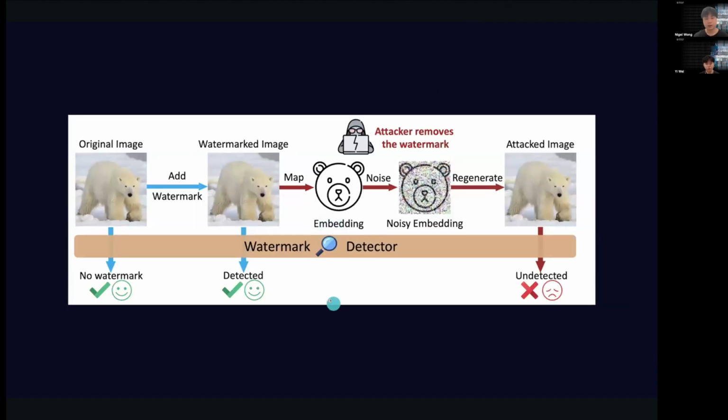Here is an image that shows the process. From an original image, it adds a watermark, which results in a watermarked image. It is then embedded into a latent representation where it adds noise and regenerates the image, which returns a result where the watermark is not detected. I will now pass over to Yiwei to explain more.